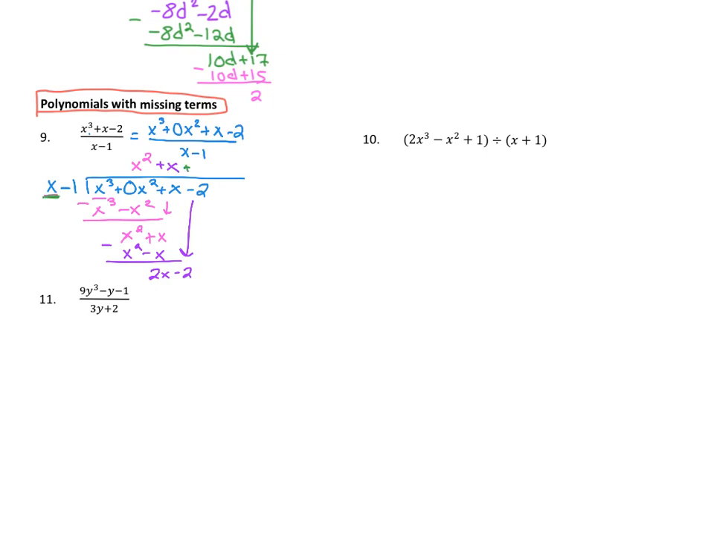X times 2 would give me 2x. And in this case, I have a remainder of 0 again. So my final answer would be x squared plus x plus 2.